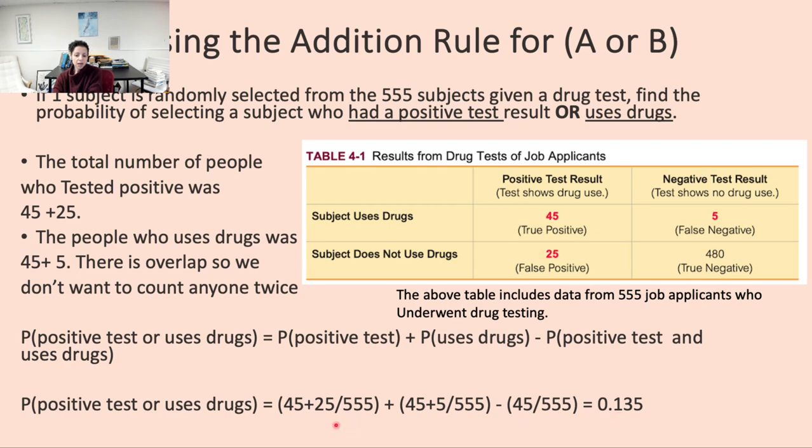If we do this math, that gives us 0.135. That is the probability that, out of those 550 people, we randomly select somebody who either has a positive test result or actually uses drugs.